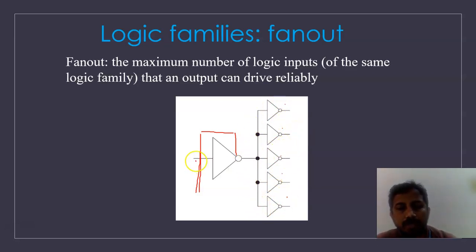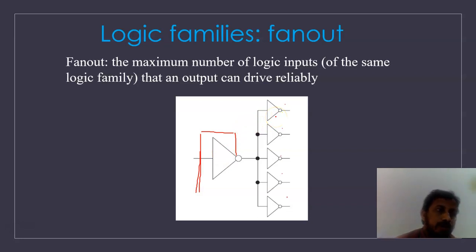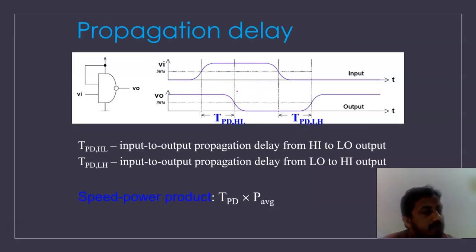Now you can get a definition: using one gate, how many similar type of gates can be connected? A similar configuration gate should be there. If this is TTL, then this should also be TTL. So the fan out is the maximum number of logic gates of the same logic family that can be driven reliably. It is not a condition that this is a NOT gate and that also should be a NOT gate. You can put up a NAND gate, a NOR gate, anything over there. How many gates you can put up is nothing but the fan out. A good fan out means a very good circuit.